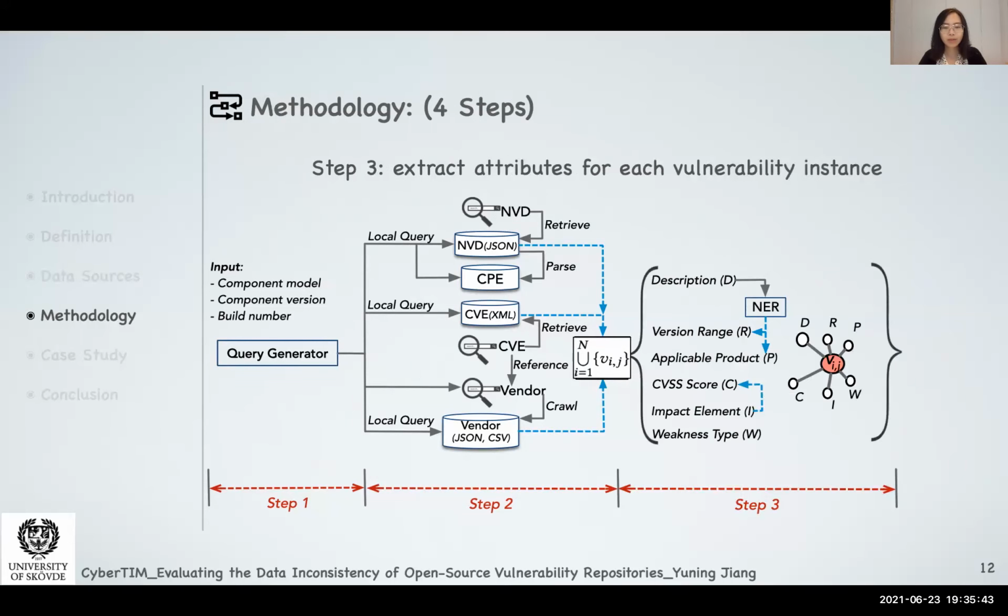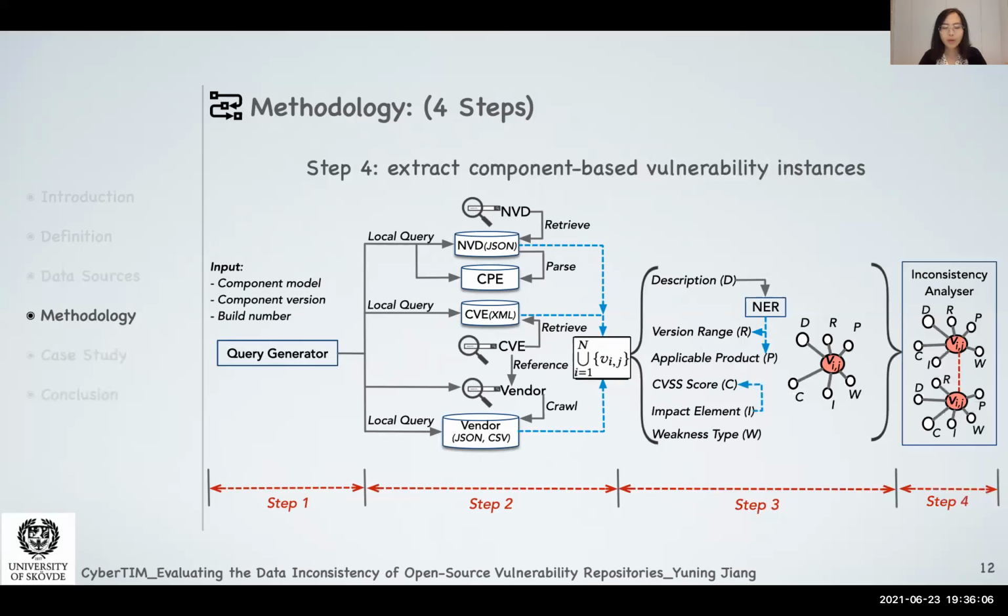Thirdly, we extract attributes for each vulnerability instance. We employ two approaches to obtain these values. We directly parse NVD JSON files for the targeted attributes. We also build a named entity recognition module to extract other attributes from the description. Lastly, we compare the attribute sets of each vulnerability instance set to diagnose inconsistencies.